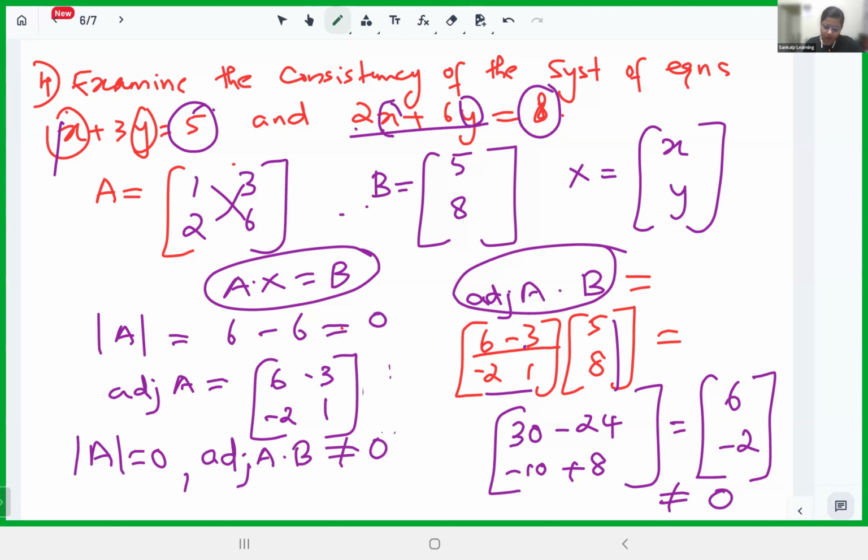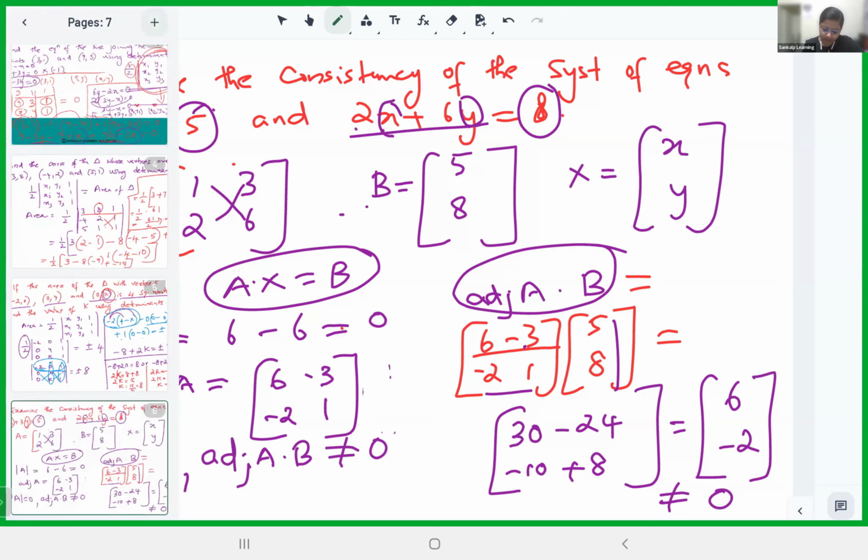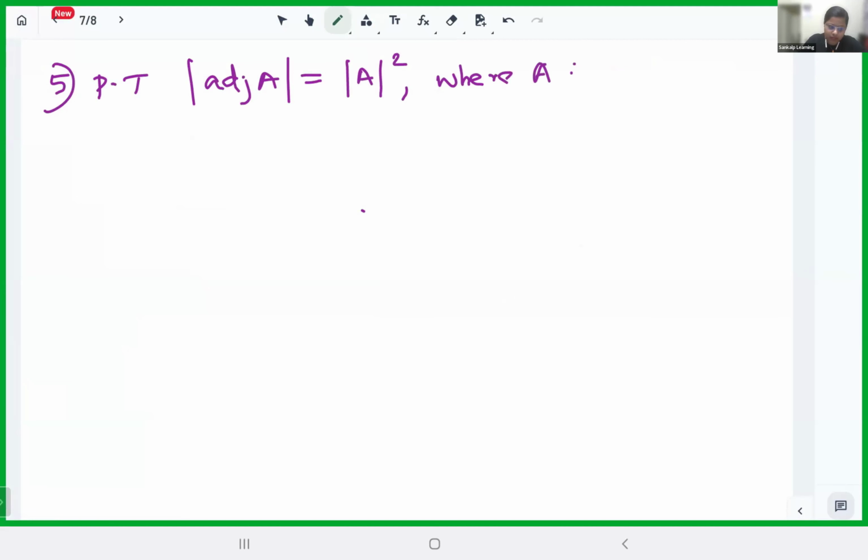All right. Now we are moving on to the next question. Prove that determinant of adj A is equal to determinant of A squared, where A is a matrix of order 3 by 3. They have given that. You have to prove that determinant of adj A is equal to determinant of A squared.